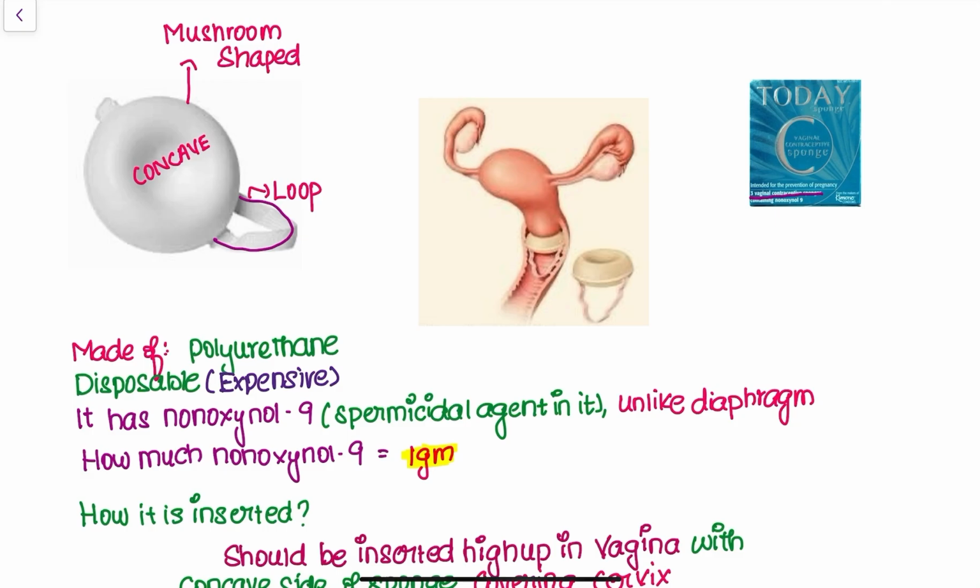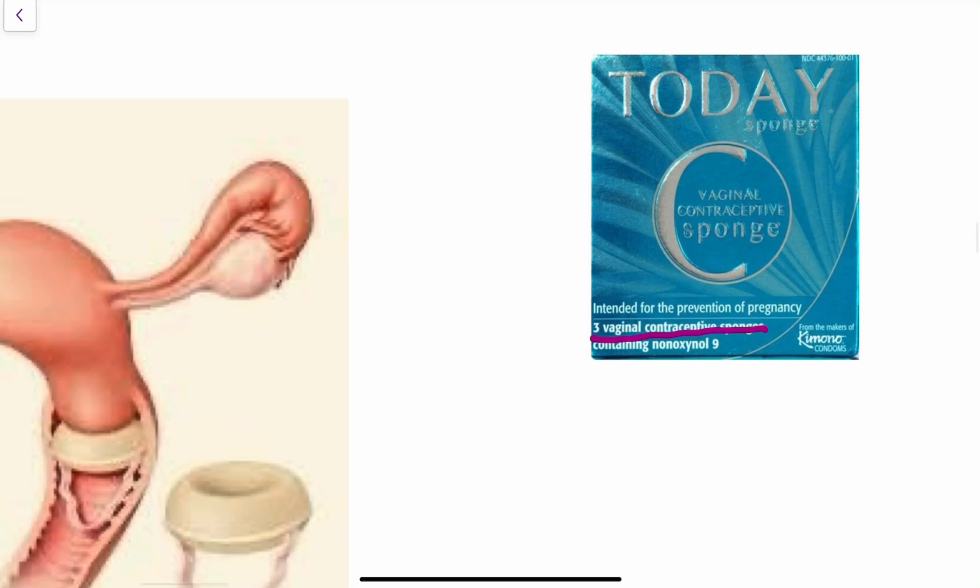And Today's sponge differs from the diaphragm in one important feature. In order to increase the efficacy of the diaphragm, you need to use the diaphragm in conjunction with a spermicidal agent. Only then will the effectiveness of the diaphragm be met. Why? Because the diaphragm is not sperm proof. So for that reason, you use a spermicidal agent which decreases the motility and the vitality of the sperm.